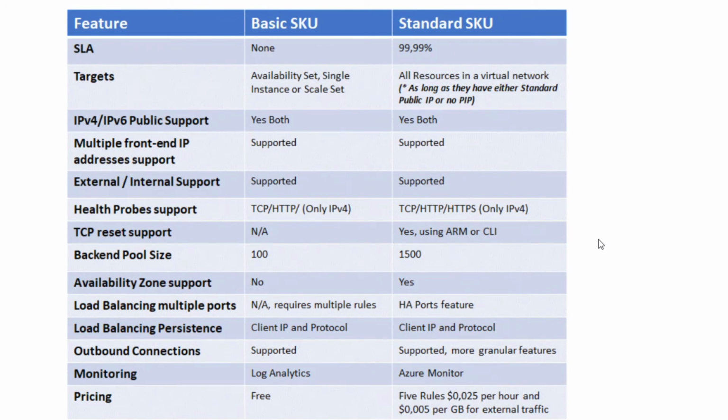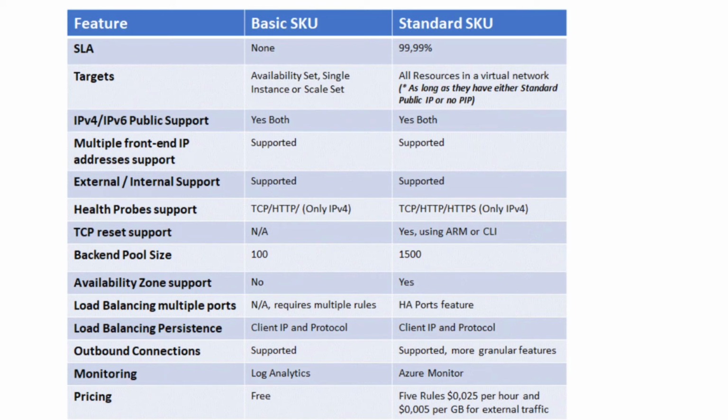These are the features of basic and standard SKUs. If you look at the SLA, the service level agreement, in basic we don't have any SLA. That's why Microsoft recommends using standard SKUs. In standard we get an SLA of 99.99%. Next, let's see what kind of resources we can add. In basic SKUs we can add availability sets, single instances or scale sets, and with a standard SKU we can add all the resources in a virtual network, whatever resources we create.